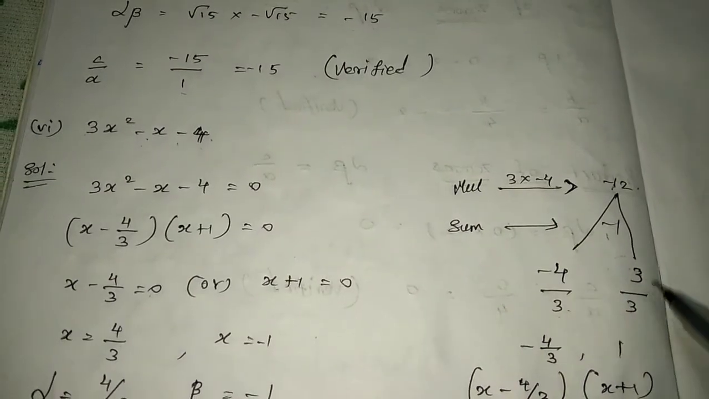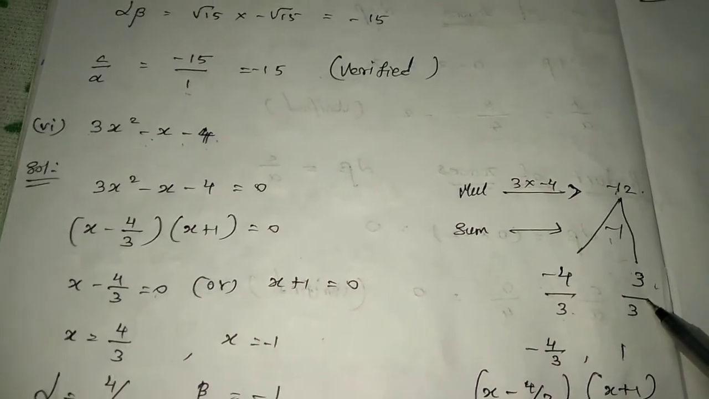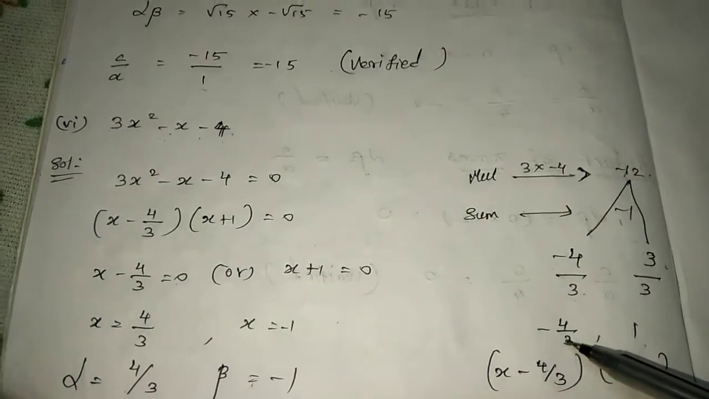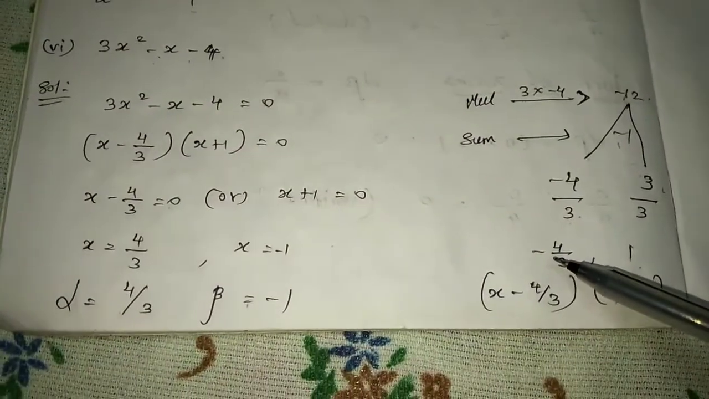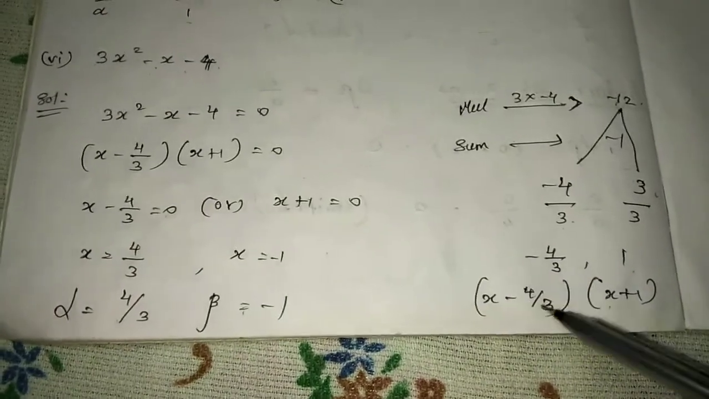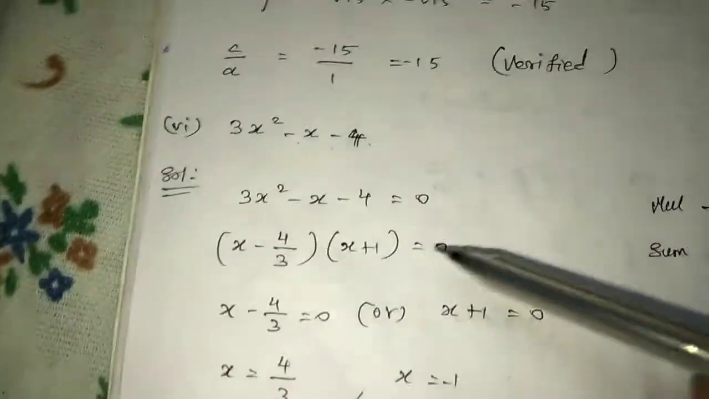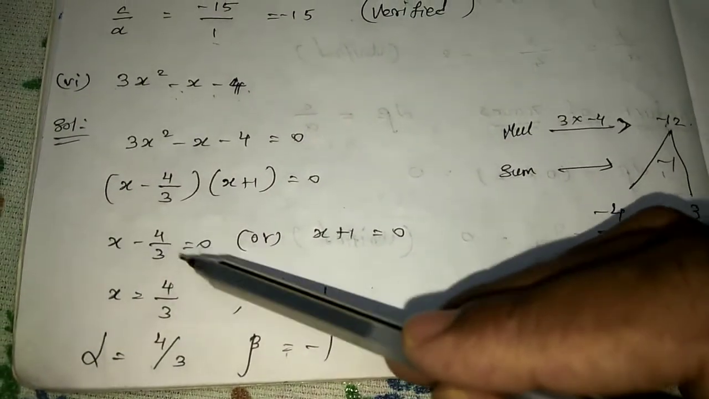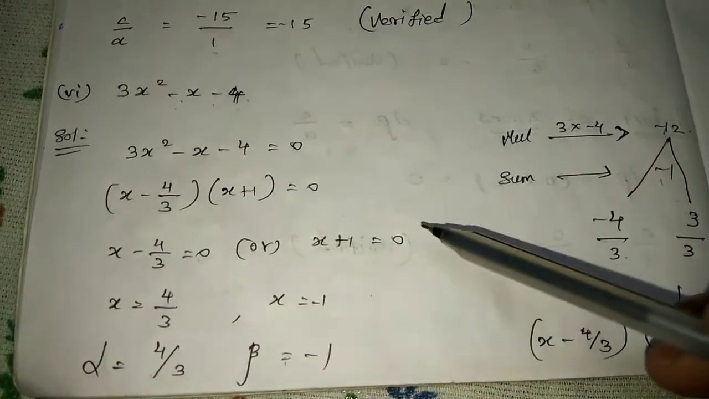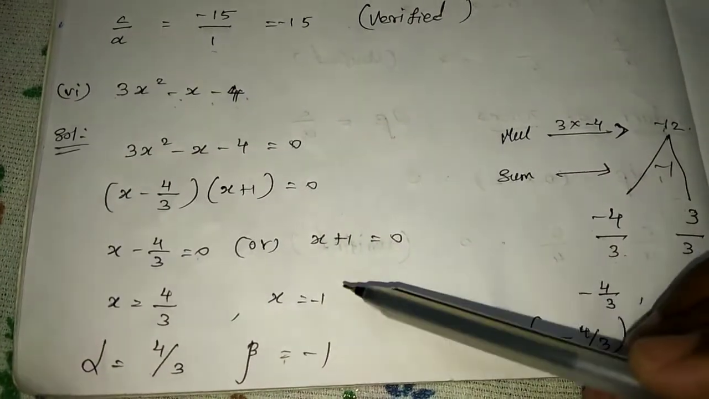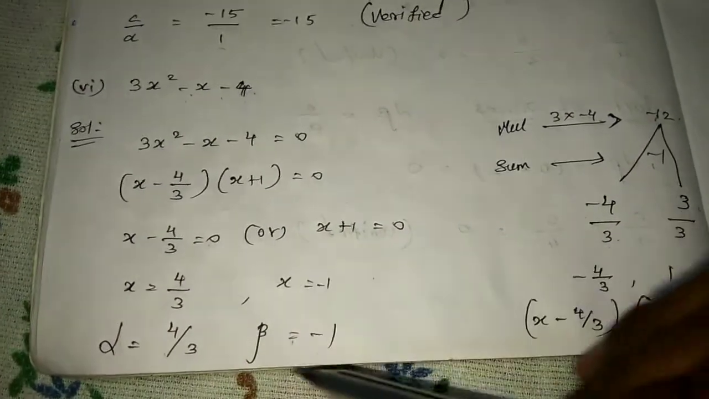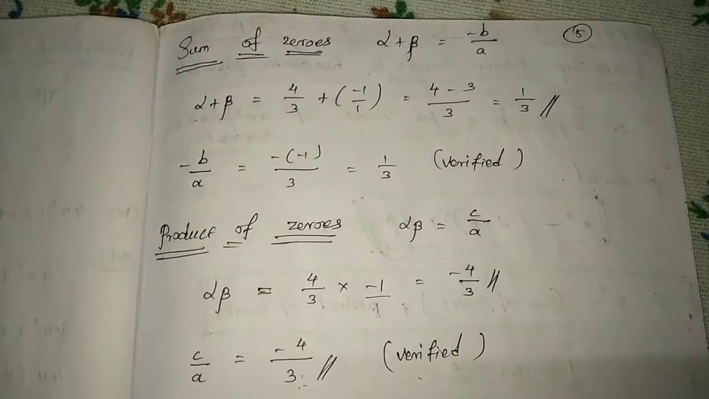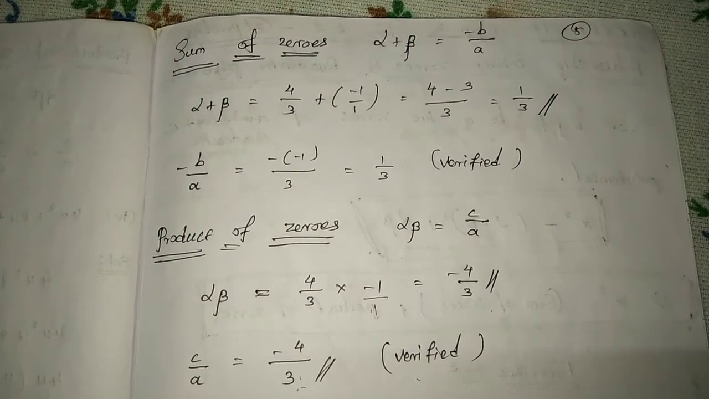Then after finding the numbers, we divide by 3, that is the coefficient of x squared. So divide by 3: 3 by 3 cancels, that is 1, and here minus 4 by 3. Next we convert it into factors. So x minus 4 by 3, x plus 1 is equal to 0. So x minus 4 by 3 is equal to 0, x plus 1 is equal to 0. So x is equal to 4 by 3, x is equal to minus 1. So alpha is equal to 4 by 3, beta is equal to minus 1. We found the two zeros.